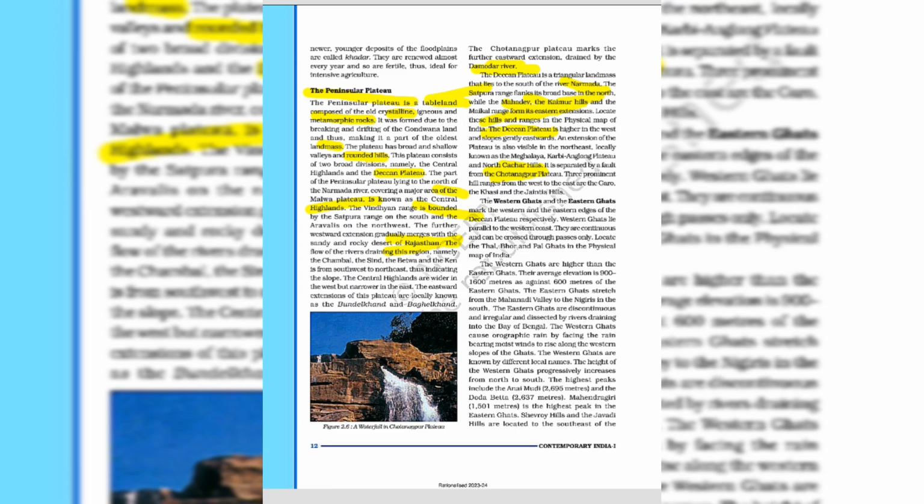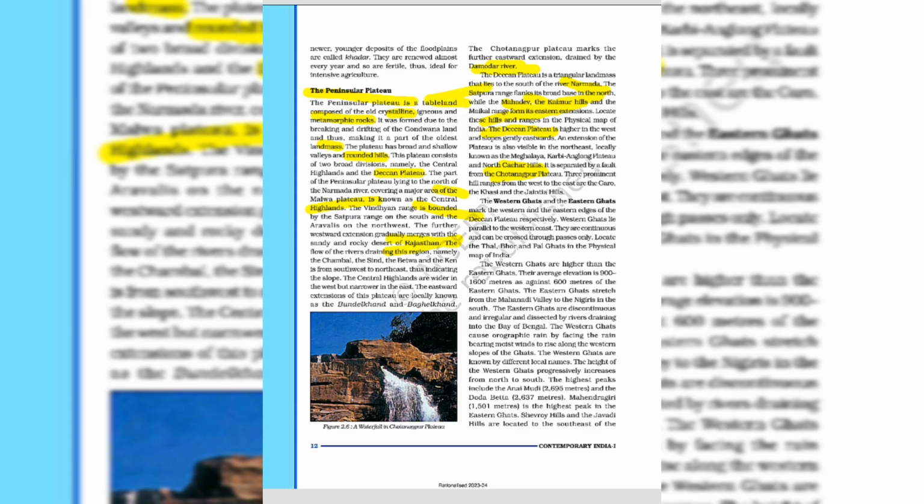Can you name the fault which is present in West Bengal? It is known as the Malda Fault. Three prominent hill ranges from west to east are the Garo, Khasi, and Jaintia, which are present in Meghalaya. So this is the peninsular plateau region of India, and it divides India into the Central Highland and the Deccan Plateau.